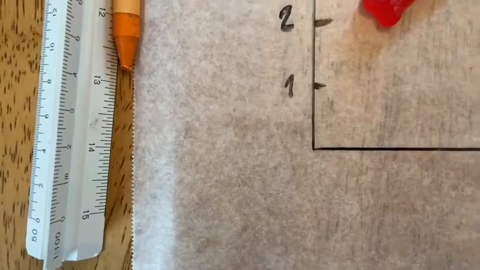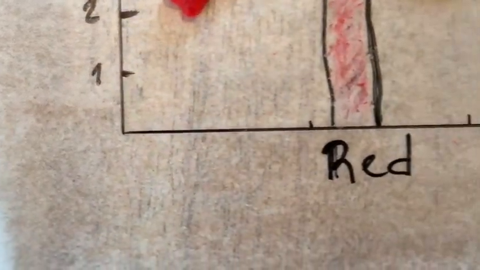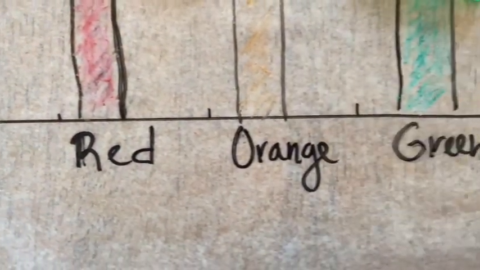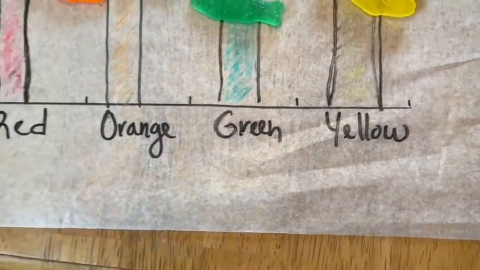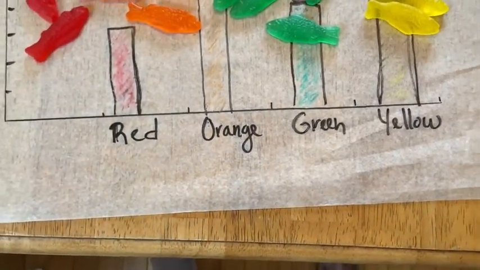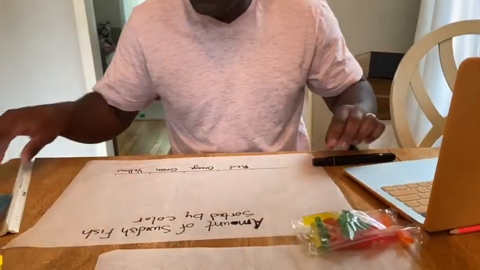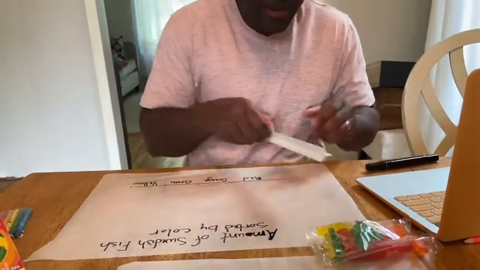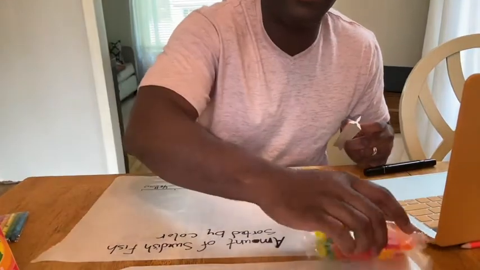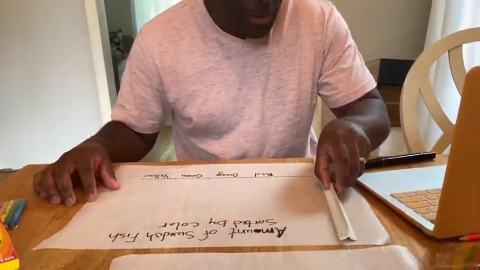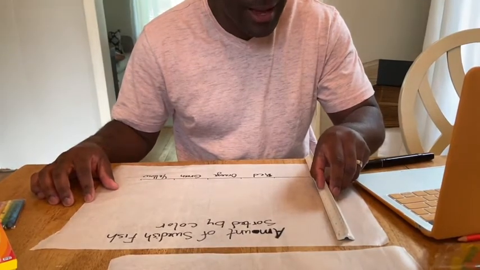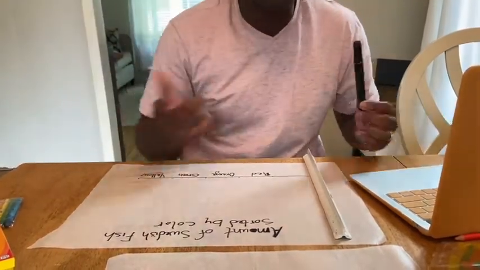Alright, so let's do a real quick recap. We first have our title. Now we have our x-axis where we're going to put our different titles for the colors. The next part of a bar graph is the y-axis. And that one isn't much of a tongue twister. But the y-axis is the line that goes up and down, or vertical.